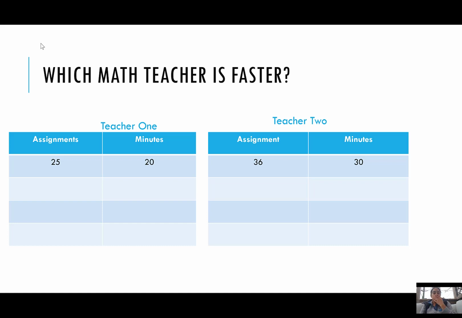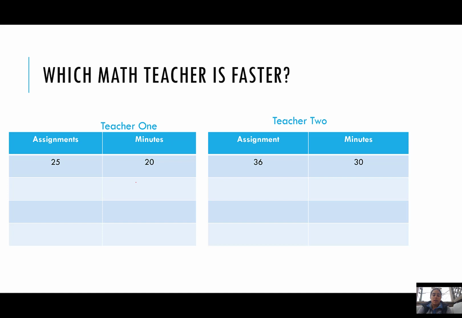Teacher 1 grades 25 assignments in 20 minutes. Teacher 2 grades 36 assignments in 30 minutes. So somehow we need to make these ratios equivalent so that we can compare one teacher to the other. So one way to do this is to make them equivalent ratios.